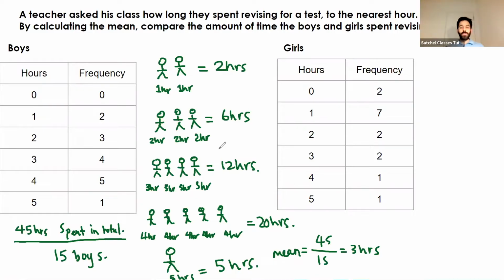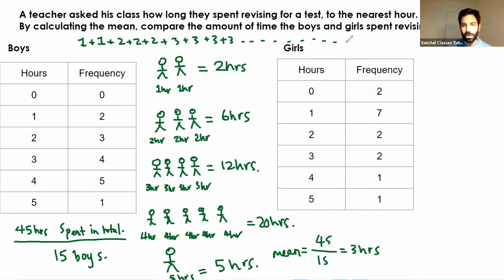So again, what we want is the total number of hours spent revising, and we could have rewritten this as 1 hour plus 2 hours, plus 2 hours, plus 2 hours, plus 3 hours, plus 3 hours, plus 3 hours, plus 3 hours, and so on. And then we could have found the sum and then divided the number of hours by the total number of values, which would have been 15 values. But rather than doing this, we can use our frequency table.